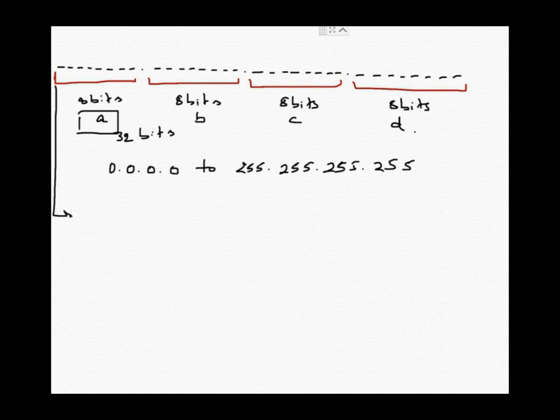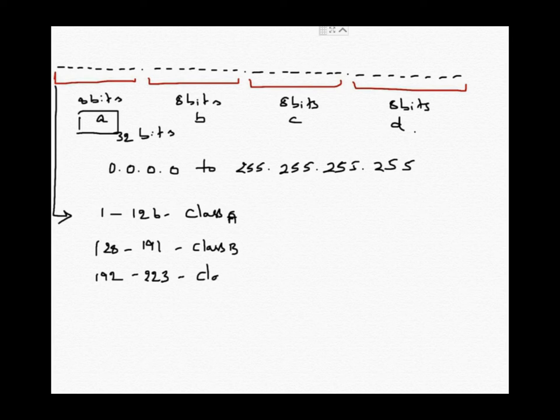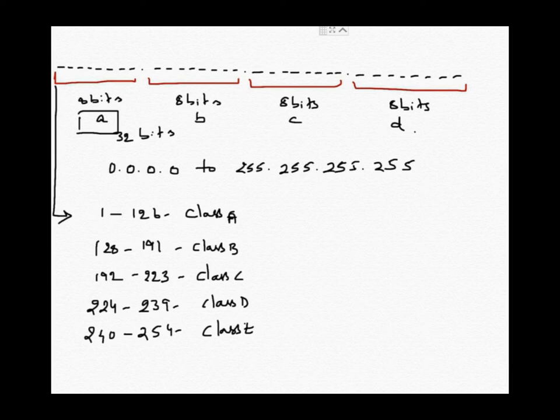Depending upon the number of the first part, from 1 to 126 it is class A, from 128 to 191 it's class B, from 192 to 223 it is class C, from 224 to 239 it is class D, and from 240 to 254 it is class E. Now this classification is based on the first part.